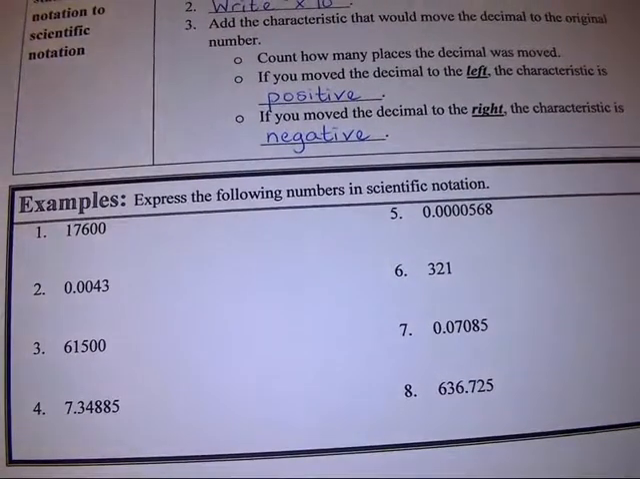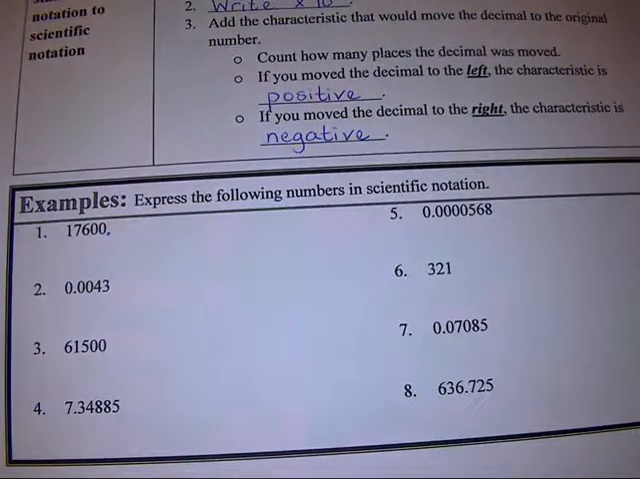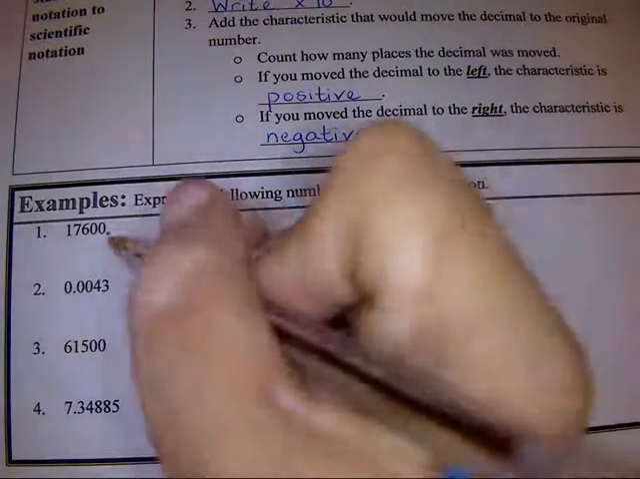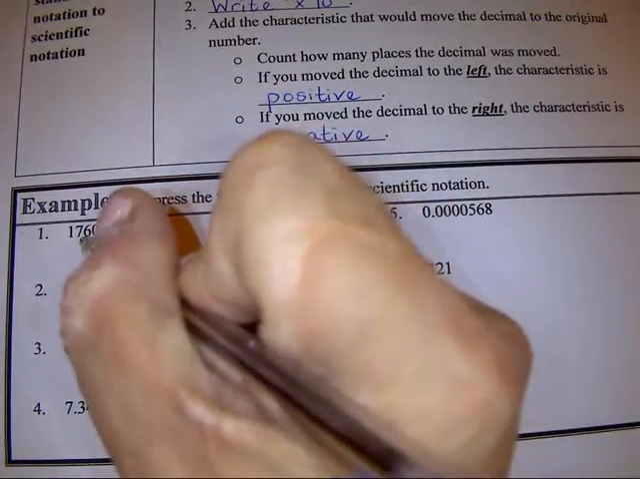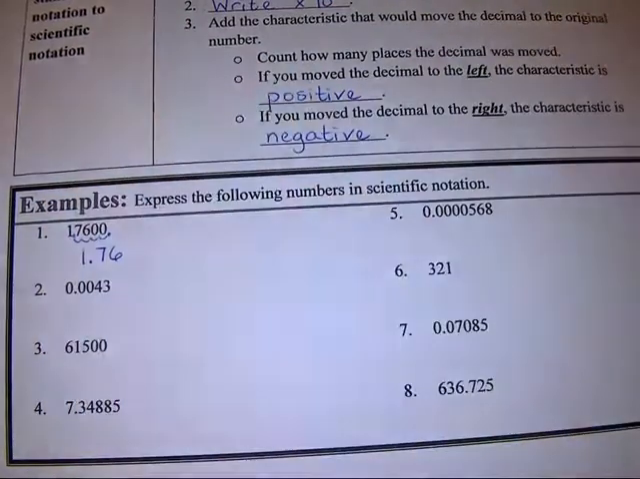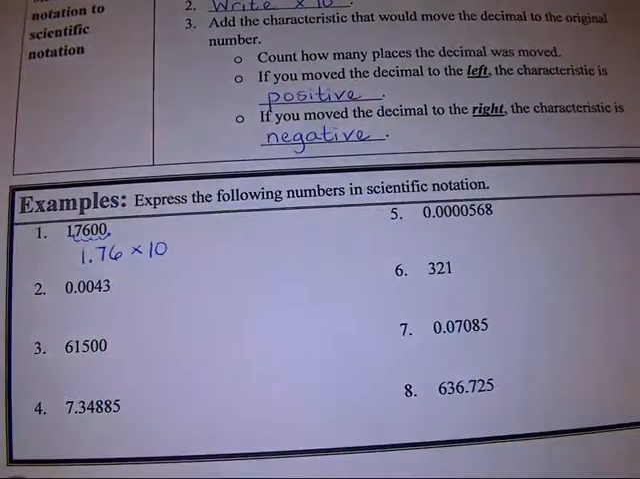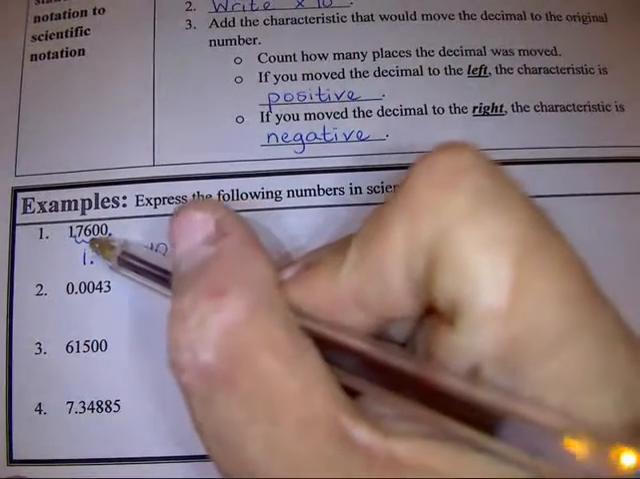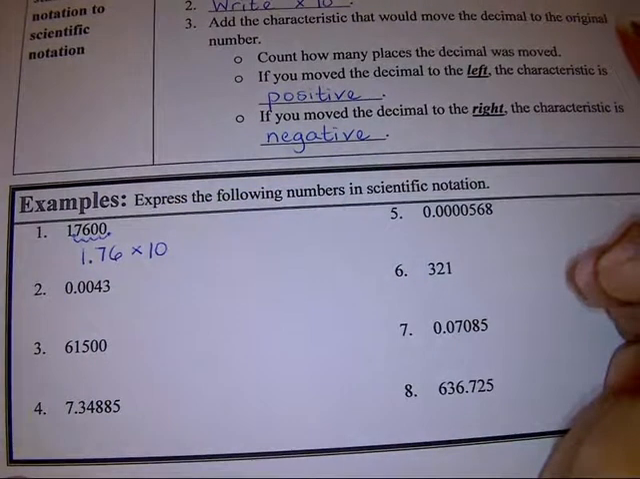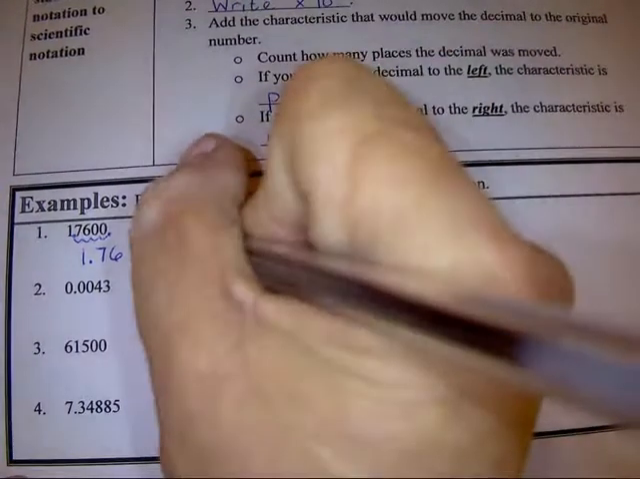Number 1, 17,600. The original decimal point is after this 0. We're going to have to move this decimal so that it is a number between 1 and 10. And what we get is 1.76. We're going to write times 10 after that. We have moved this decimal 1, 2, 3, 4 places, and we have moved the decimal to the left, so the characteristic is going to be positive 4.